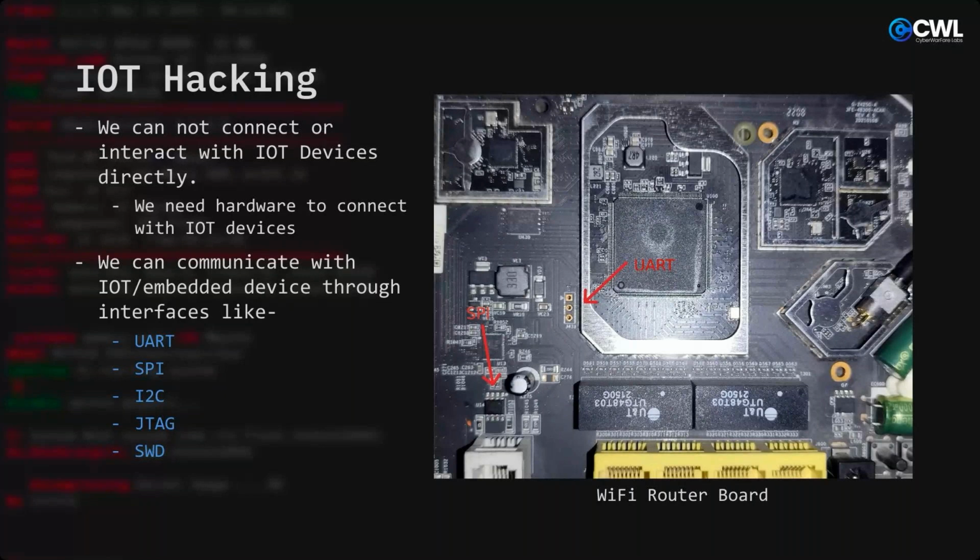for IoT hacking. So we can communicate with IoT devices through interfaces like UART, SPI, I2C, JTAG, and SWD. These are the interfaces which embedded devices or IoT devices have for serial connection. So through these types of interfaces, we can connect with IoT devices.